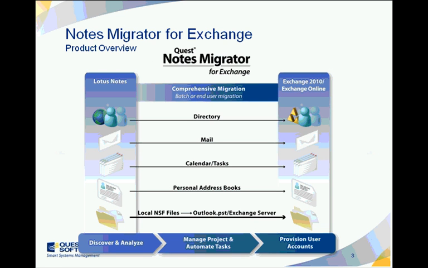So the tool that we're going to show today, as I said, is Notes Migrator for Exchange. It's a tool that provides either a batch, bulk, or an end-user-driven migration. It handles the directory, the mail, the calendars and tasks, the personal address books. We also have the ability to generate PST files from NSF files, or you can move NSFs to the Exchange server. We have a tool for discovery and analysis called Quest Message Stats.